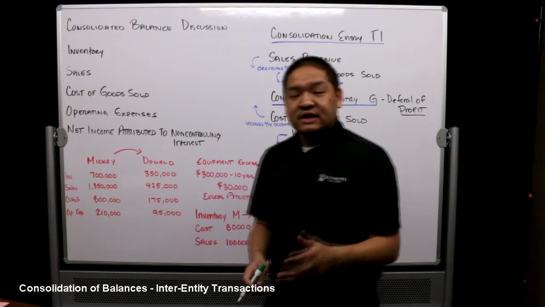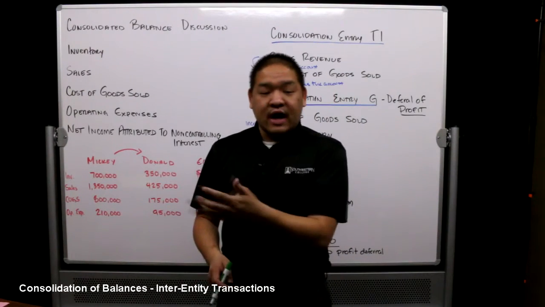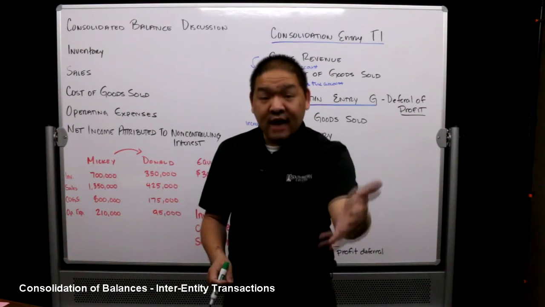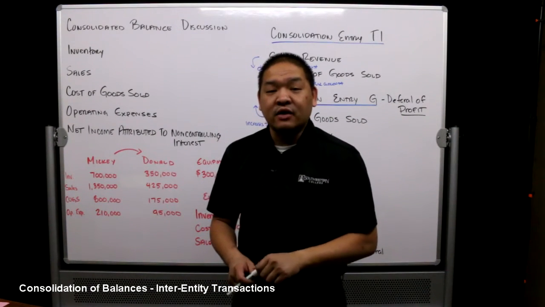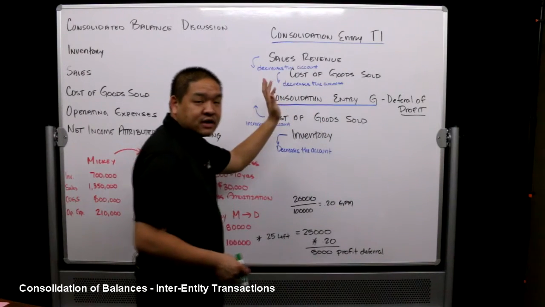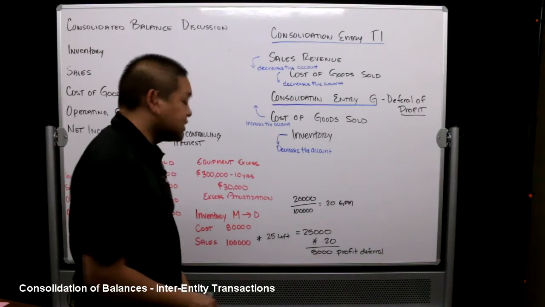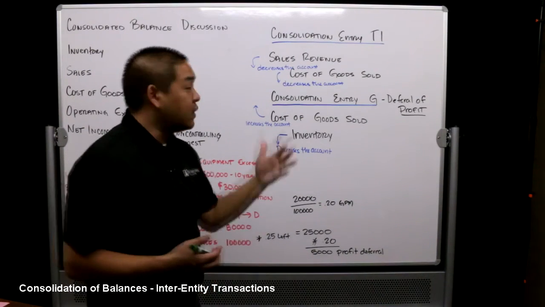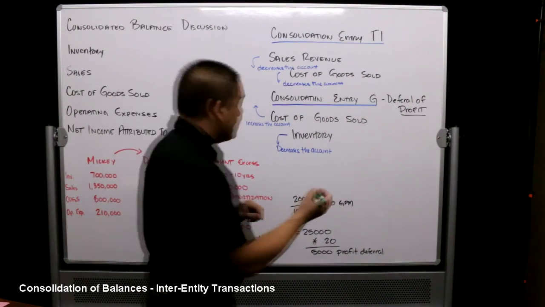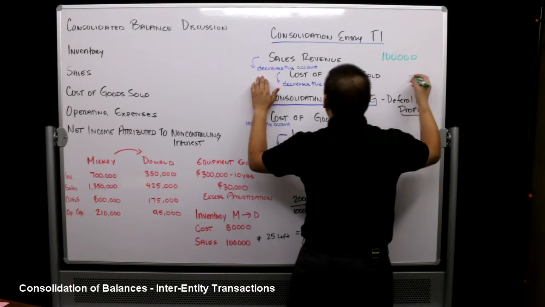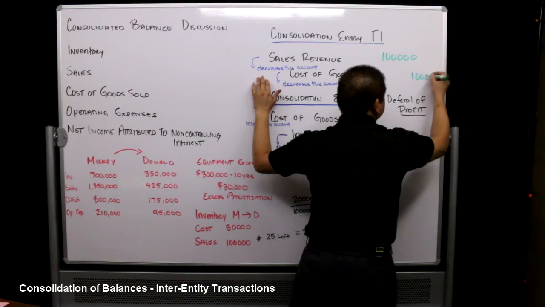Well, Mickey is going to debit cash or accounts receivable and credit sales. Well, we need to remove that sales, and to remove that sales, we would do Consolidation Entry TI. What do we have here? We've got a $100,000 sale that has to be removed. So in Consolidation TI we would debit sales revenues for $100,000, and we would credit cost of goods sold for $100,000.